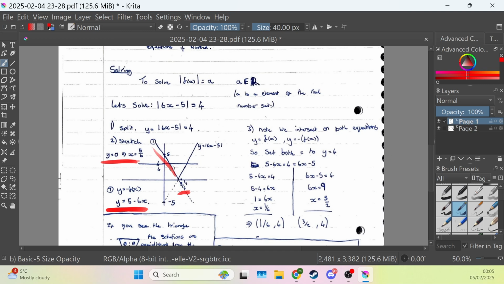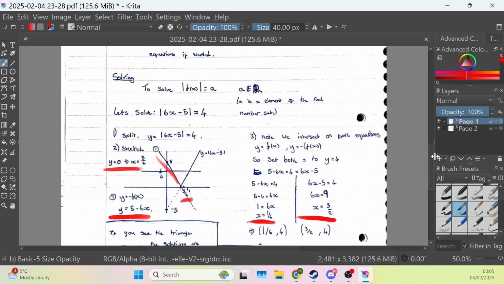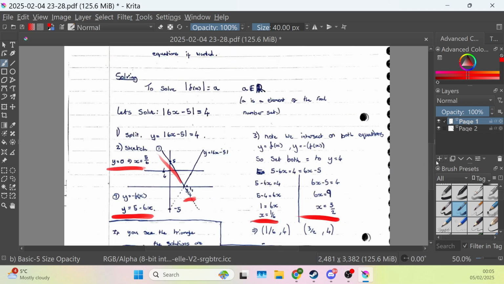So I'm going to notice we intersect on both equations. So I set both equal to y equals 4, as you can see, that's what I've done here, and then I've just solved down. You end up with these two answers. And if I go down a little bit more, you should see I wrote some notes.